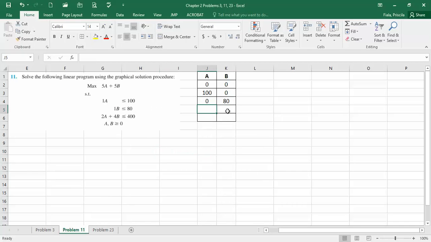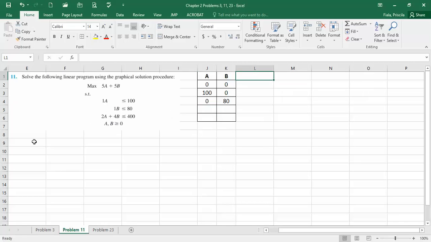Okay, so now there are two more points. We know that A is equal to 100 and we know that B is equal to 80. So what we can do is substitute the value for A right here and solve for B, and then right here we can substitute B and solve for A. That's what I'm going to do for these last two points. I'm going to solve for A here and solve for B and see what values we have.